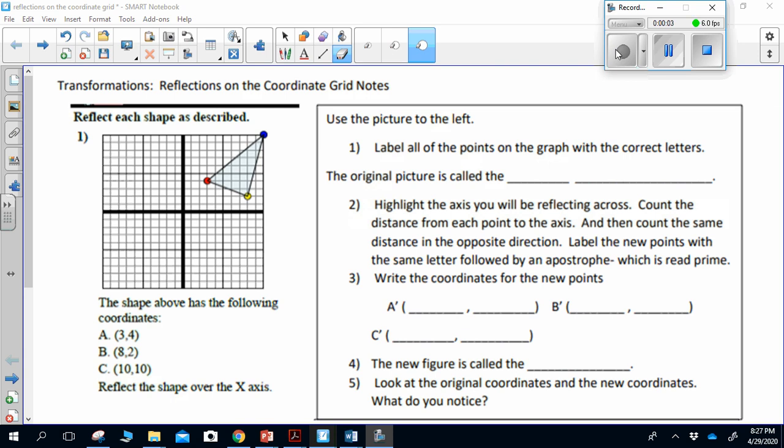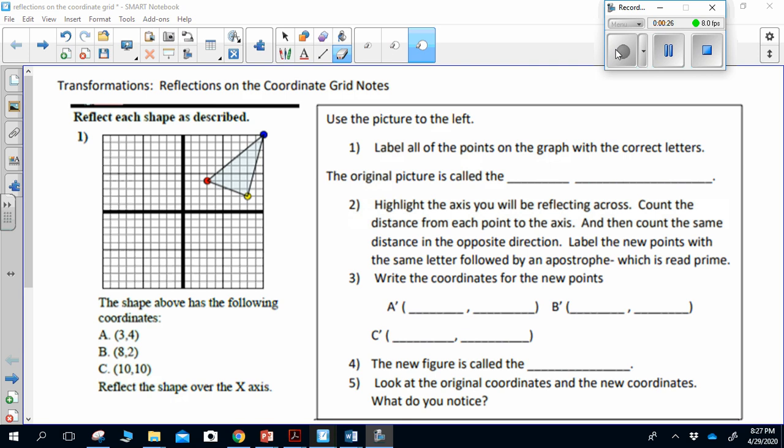So the last thing I'm going to talk about are something called transformations, and we're going to be talking about reflections on the coordinate grid. So you noticed in the first two pictures on the title of the lesson, a reflection, and a reflection is nothing more than, like it says, a mirror image of something. So in order to do this, I have your notes to the right and the example to the left.